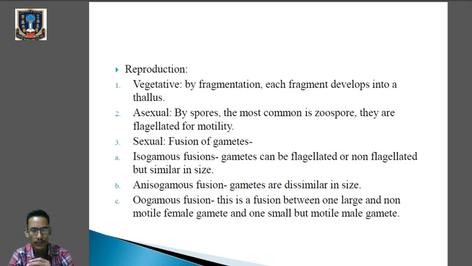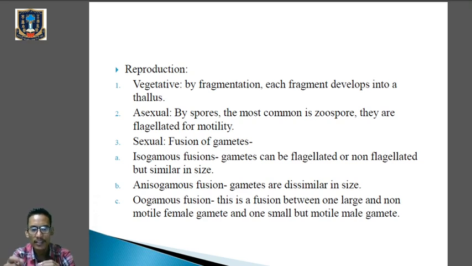Asexual mode of reproduction takes place without the formation or fusion of gametes. Here, asexual reproduction in algae takes place by means of spores. The most common type of spores that help in asexual reproduction in algae is zoospores. Remember the name, zoospores. They are flagellated for motility. That means they bear flagella.